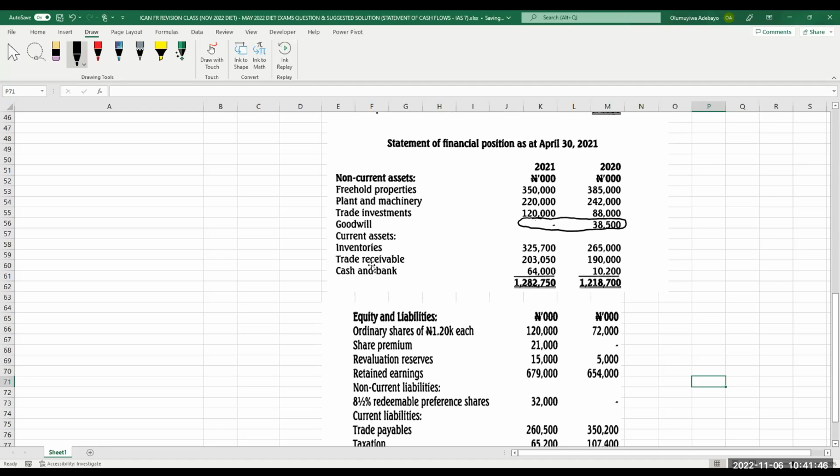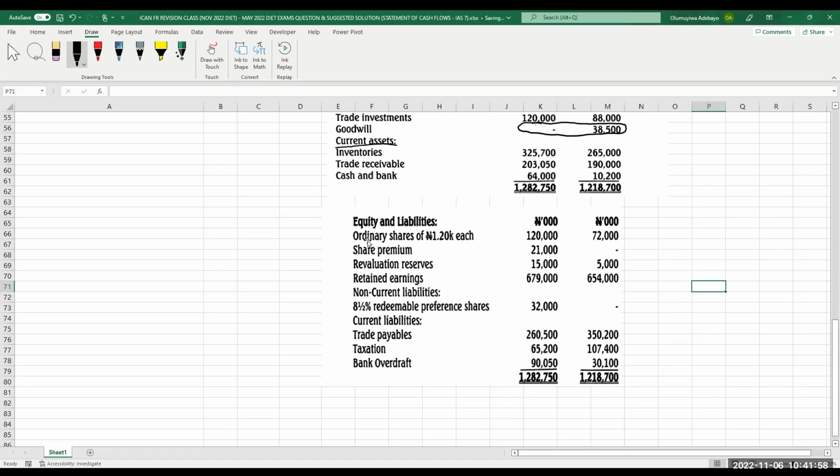Okay, current assets. Under current assets, we have inventories, trade receivables, and cash and bank. Now, equity and liability: ordinary share capital increased. We need to take note of that. It increased during the year. What could bring about an increase in ordinary share capital? Likewise, share premium equally increased from nothing to something. What could bring about that? We also take note of that.